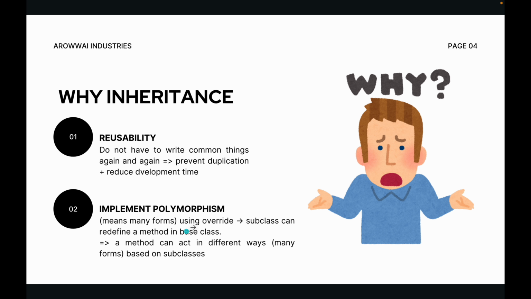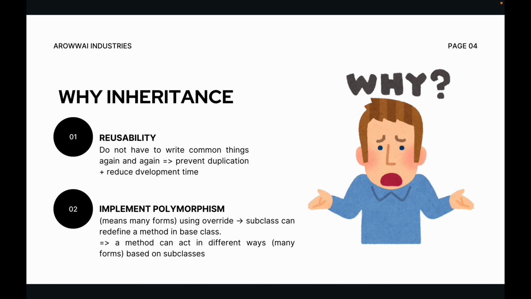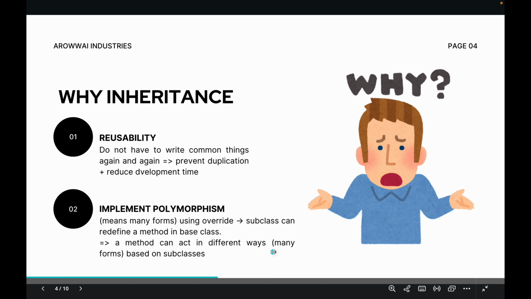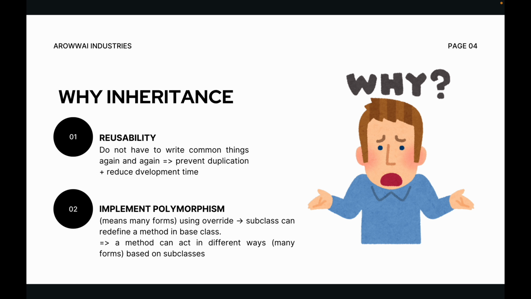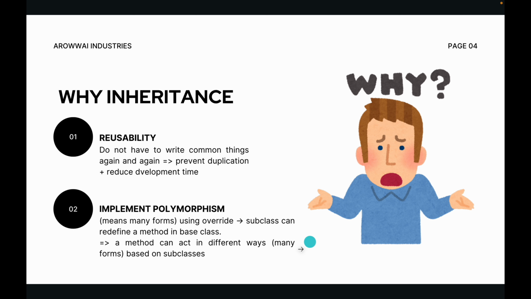And the second one I would talk about is polymorphism. Inheritance can actually implement polymorphism. We have already learned that polymorphism means many forms. Inheritance allows us to override a method in a parent class. It means that a subclass can redefine, or write again, a method in the base class. So a method can act in different ways, in many forms, based on the subclass. So that is a quick introduction to inheritance. In the next part, I will show the example code.